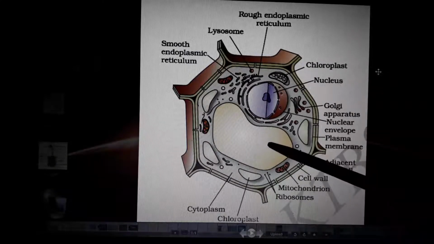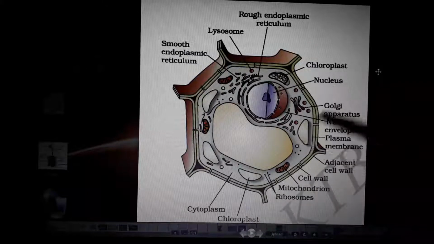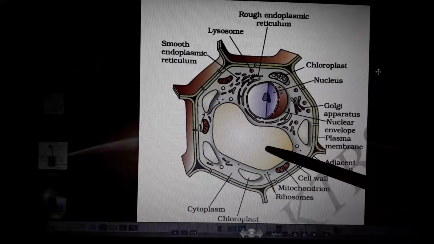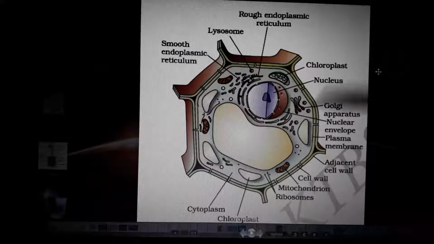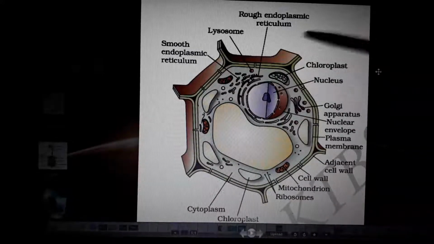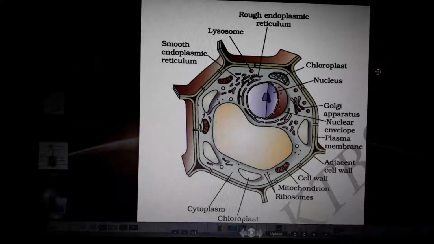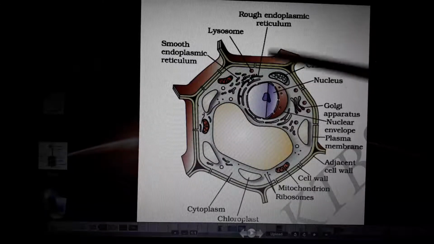This is mostly bigger in plants, smaller in animals. Some animal cells have this vacuole. Bigger in plants, smaller in animal cells. Smooth endoplasmic reticulum common, lysosome also common, rough endoplasmic reticulum also common. So that's it. That's the chapter.